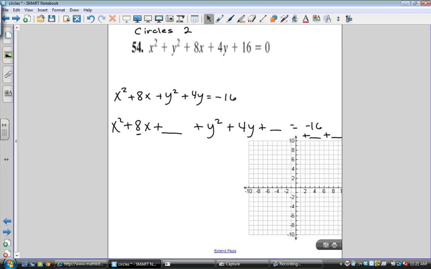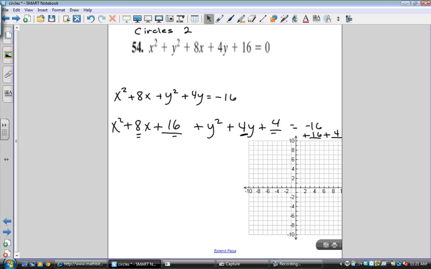Okay, so let's recall how to complete the square. We're going to take the linear terms, and we half and square. So half of 8 is 4, and 4 squared would give me 16. All right, so I'll complete the square again for the y term. Half of 4 is 2, and 2 squared would be 4. So now I've added a 16 and a 4 on the left side. Now I'm going to add a 16 and a 4 on the right side.